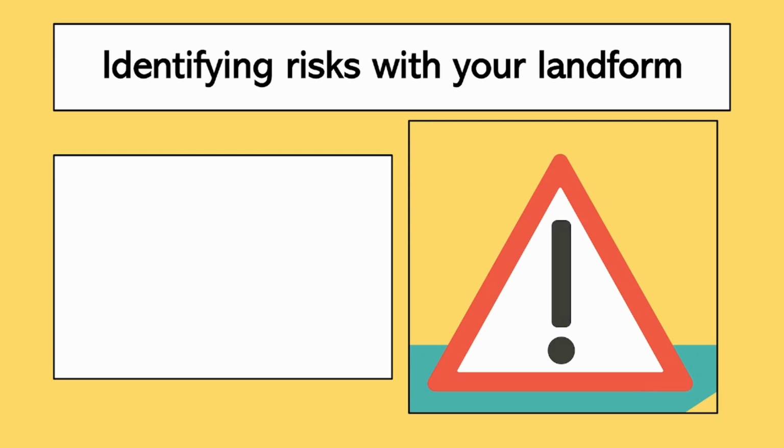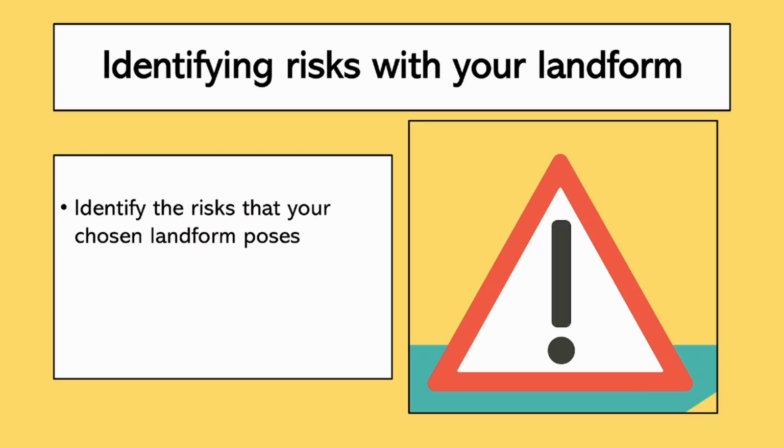What you also need to do is talk about the risks that come from your landform. So you need to identify the risks that your chosen landform poses. Now, we discussed these last week in lesson 6 and lesson 7, where we talked about plate boundaries, risks, and minimizations, as well as volcano risks and minimizations.